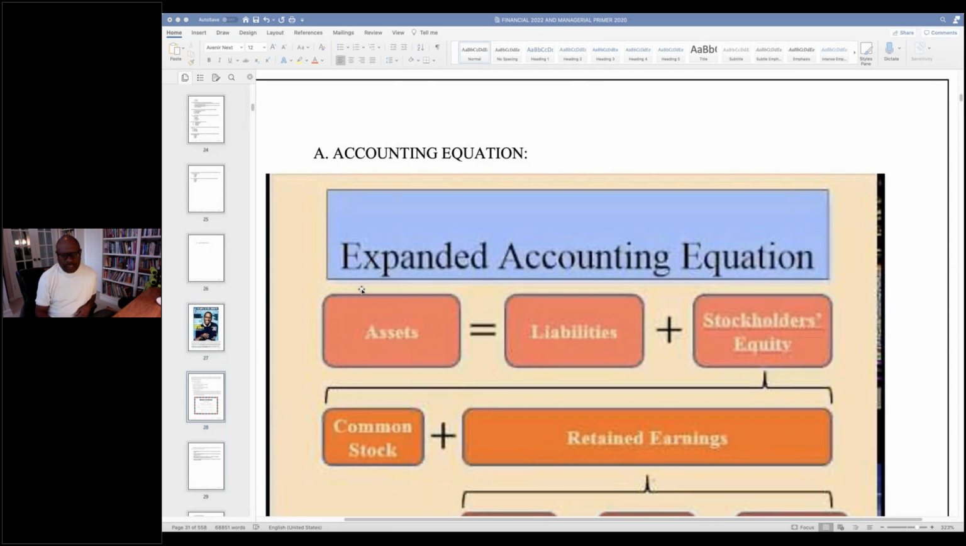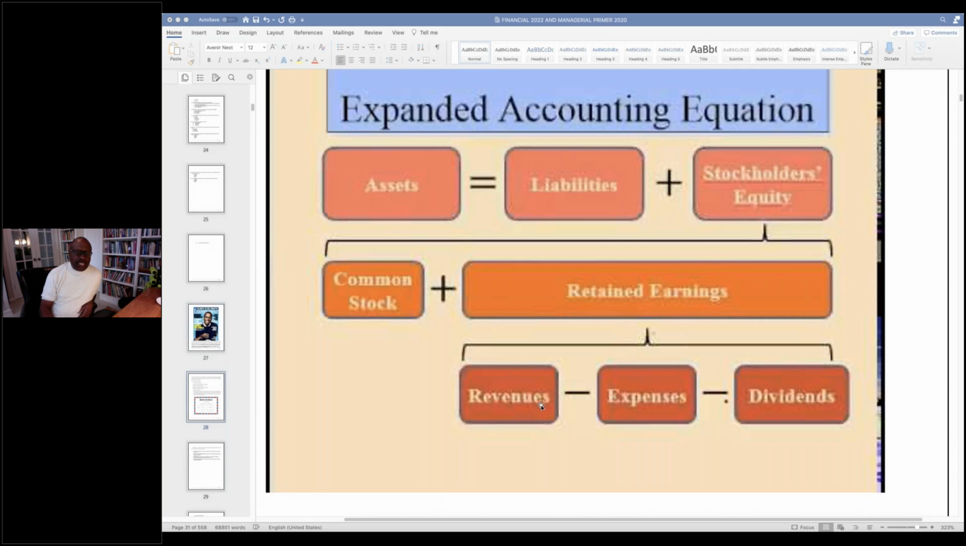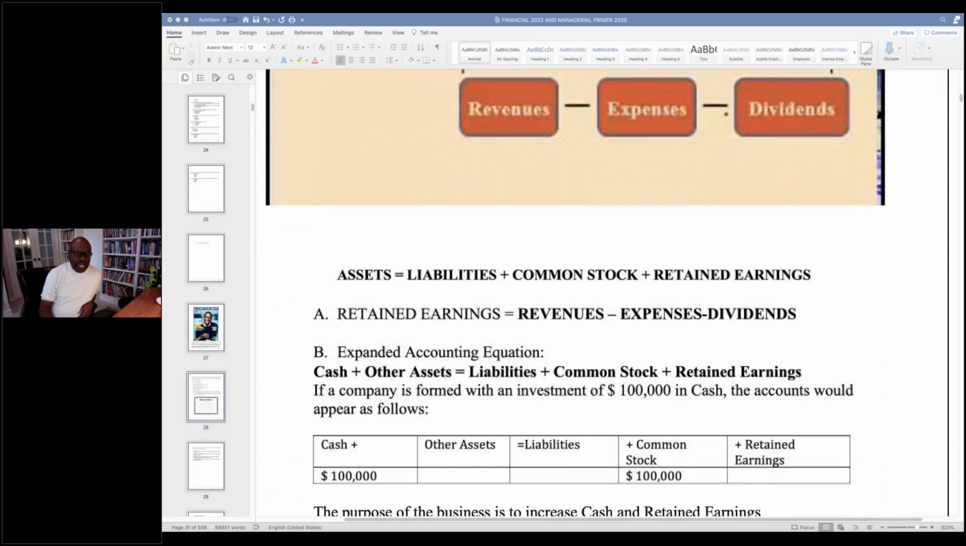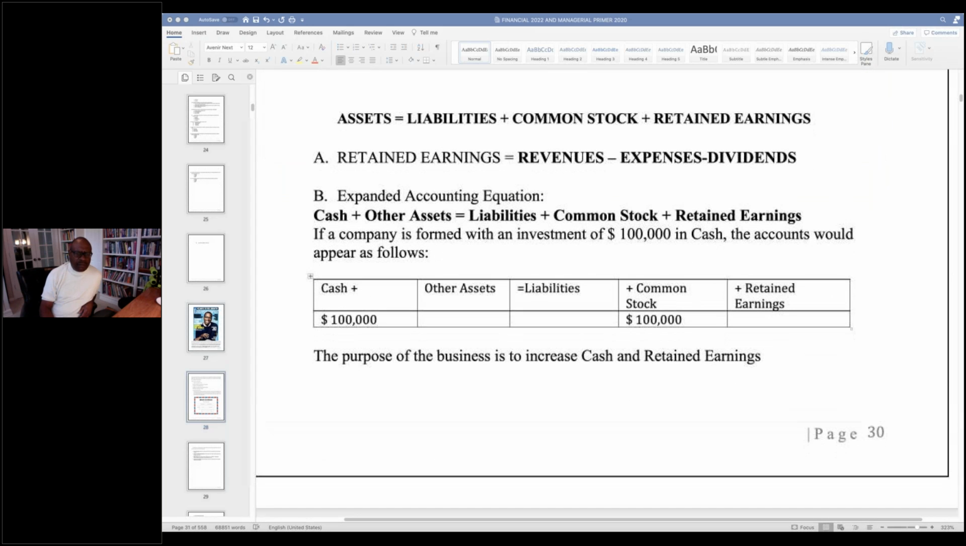To prepare those statements, if you remember last time, we started with an accounting equation, and we said everything starts with this equation: assets equal liabilities plus stockholders' equity, which is common stock plus retained earnings. And that retained earnings is revenues minus expenses minus dividends. So that's the equation that governs everything that we do.